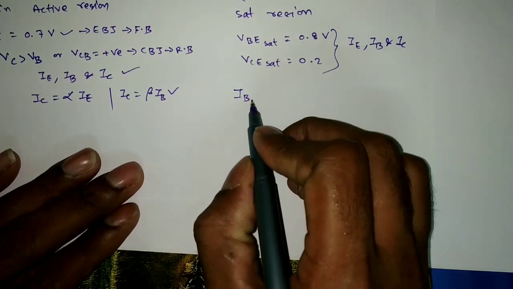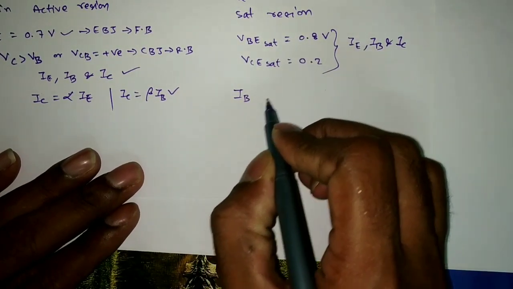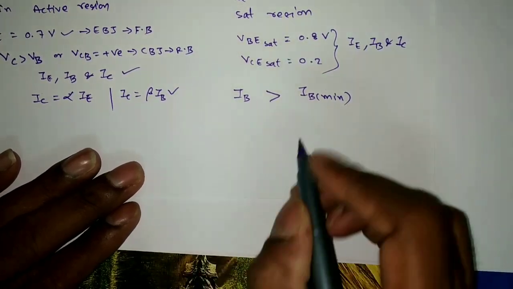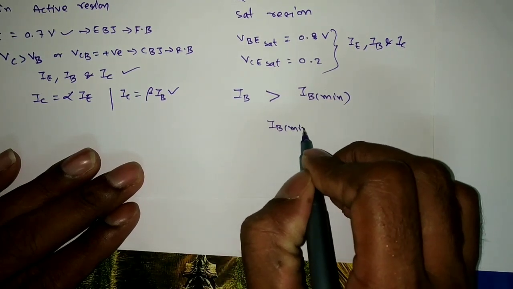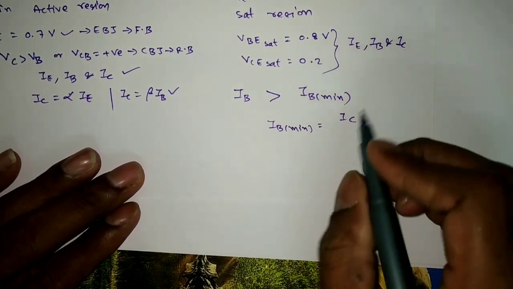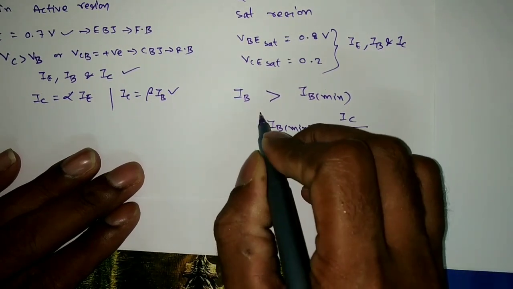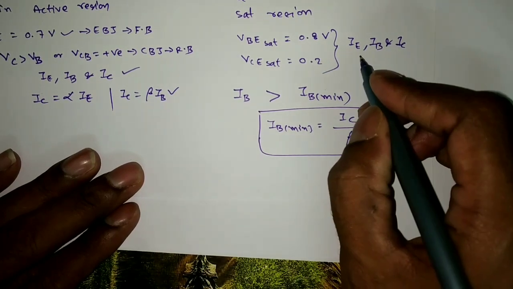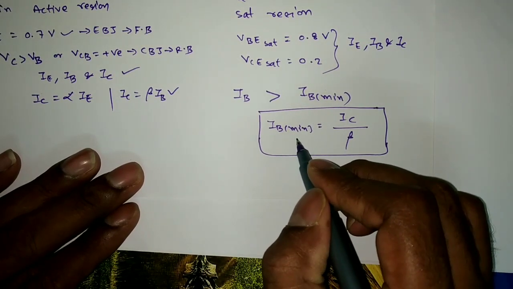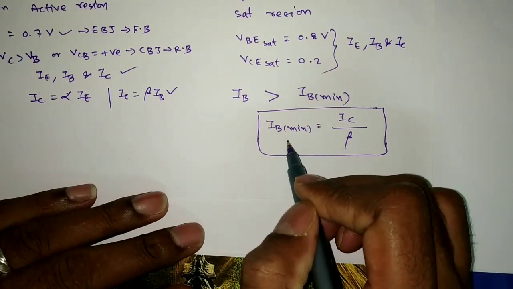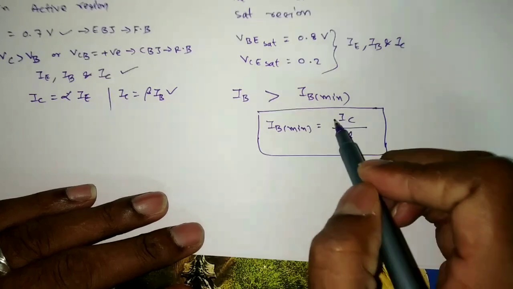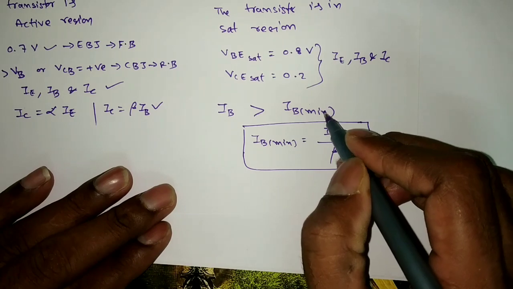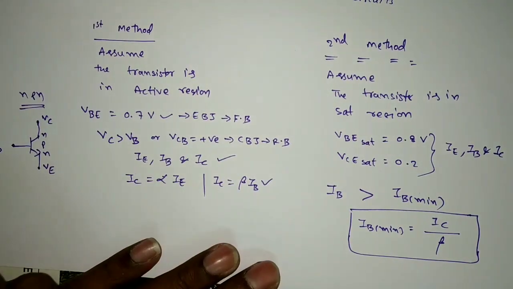Then we need to check one thing: whatever IB we find, it should be greater than IB min. And how to find IB min? IB min is equal to the IC we found, divided by beta. The beta value will be given. Using that beta and this IC current, we can find IB minimum. If this IB minimum is less than this IB, then we can say the transistor is in saturation region. If this is not satisfied, then the transistor may be in active region, right?